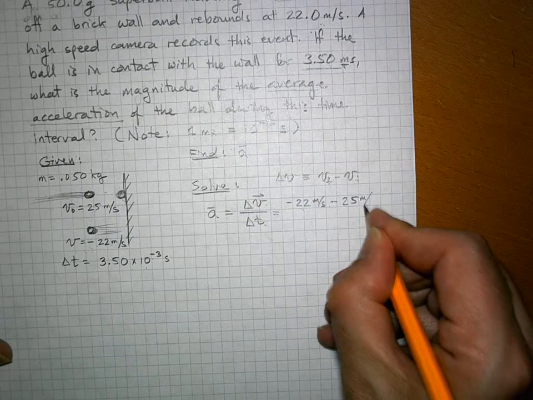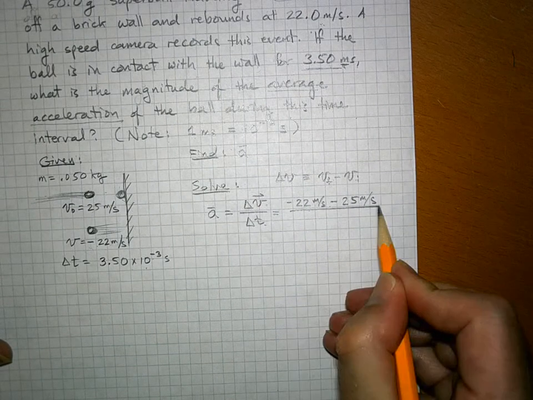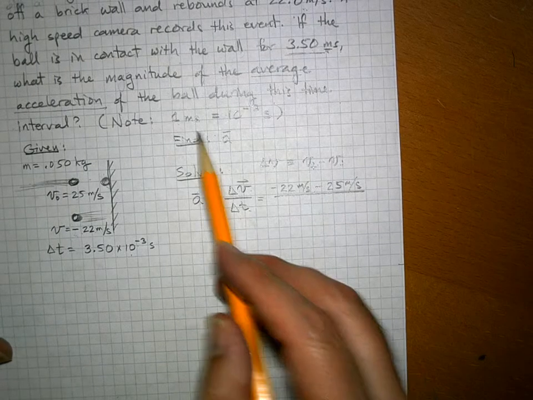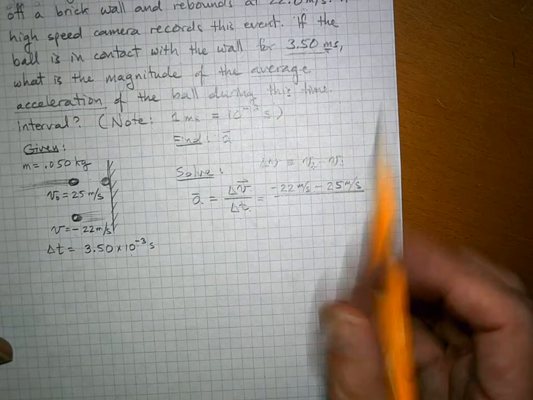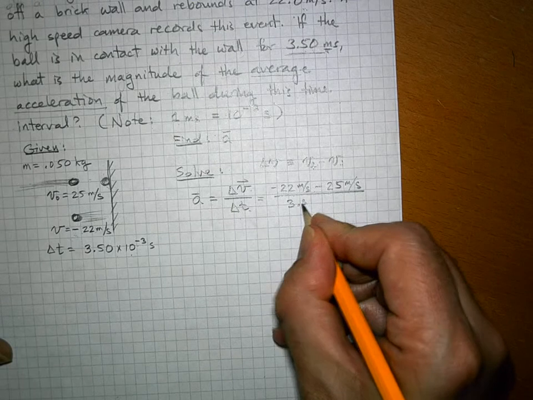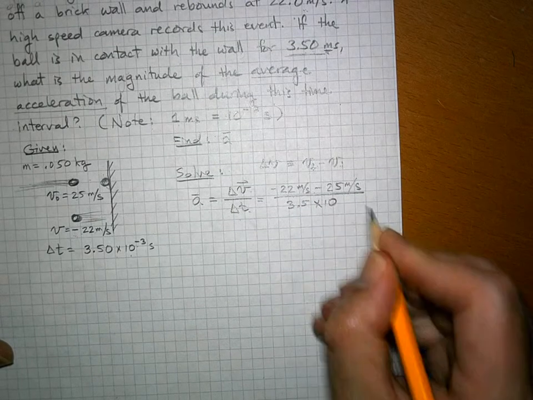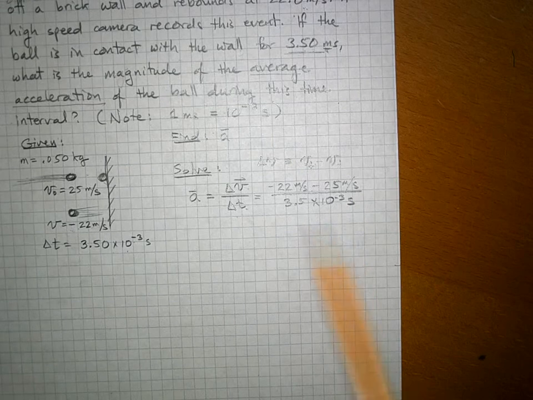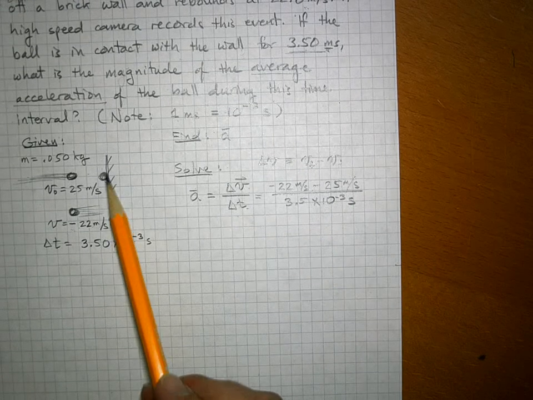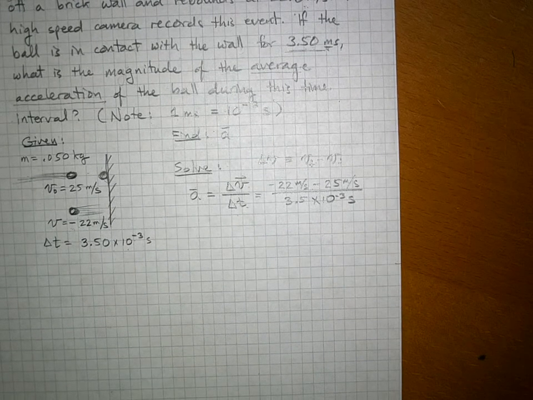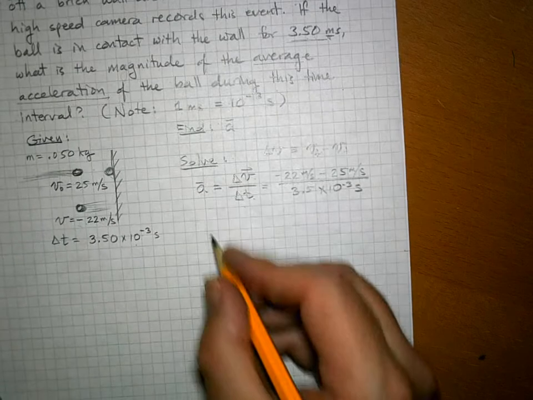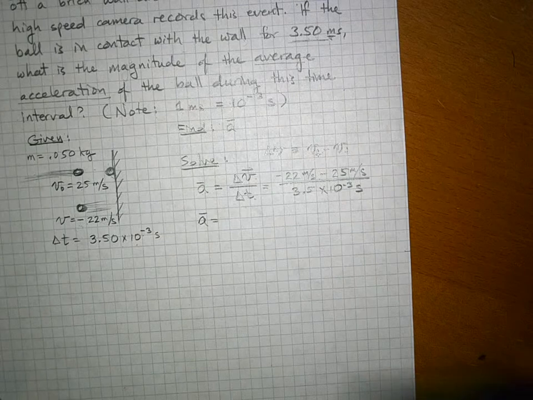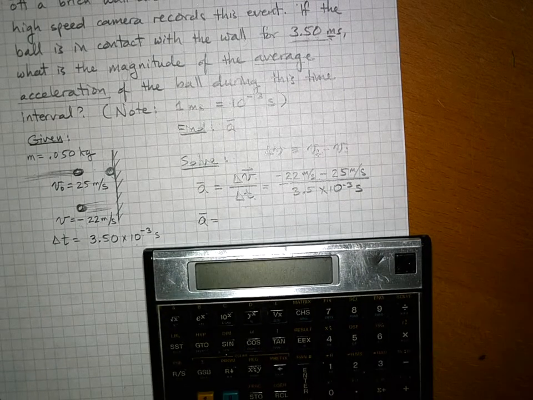That is 25 meters per second, divided by the time interval. The time interval was 3.5 times 10 to the negative 3 seconds. This is how much time the ball was interacting with the wall. So, I'll get up my handy-dandy calculator here, and let's do it.